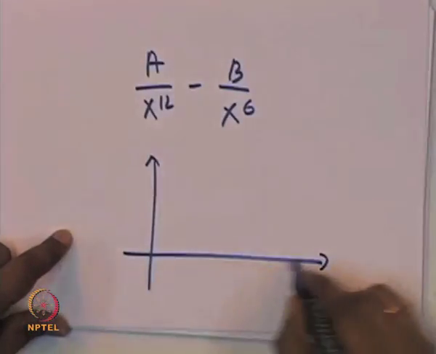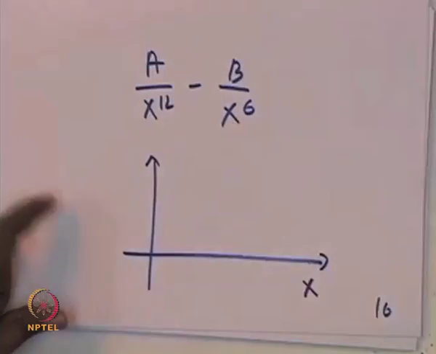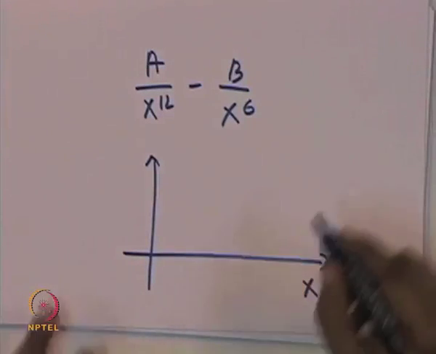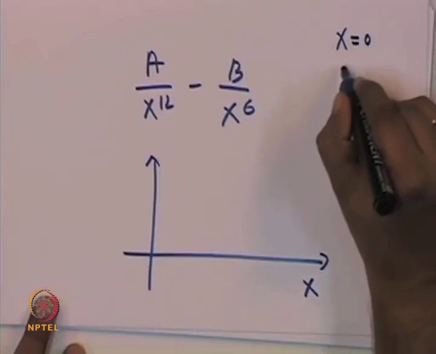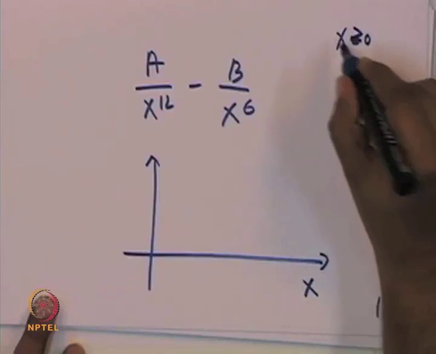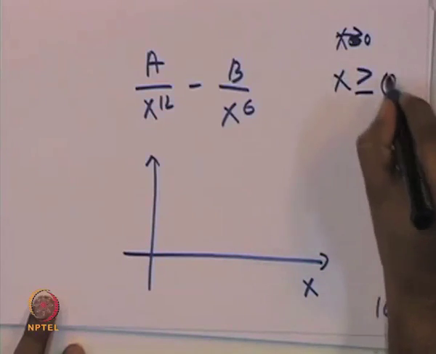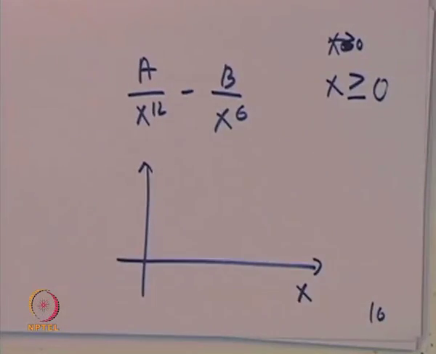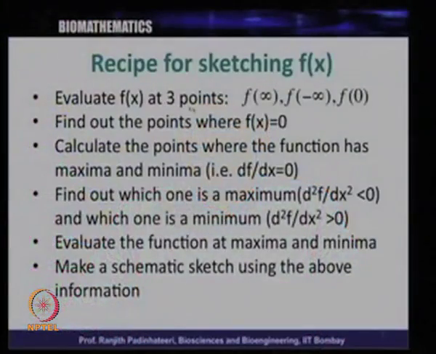So, x starts from 0 and goes to positive, and we want to see how this function looks in this part. So x is greater than or equal to 0. We are interested only in x greater than or equal to 0. So in this recipe, f of minus infinity has no meaning, because x does not go to minus infinity, it is not a physical thing for us. So we will evaluate the function at x equal to infinity and x equal to 0.